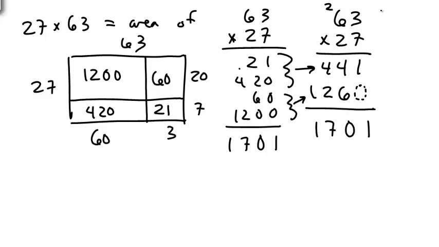Most people I've known, I was not taught where this came from. I was just taught to do it. You multiply the 7 times the 3, you get 21. You put the 1 down, you put the 2 up. Why? Shut up. It works. This is the way we do it.